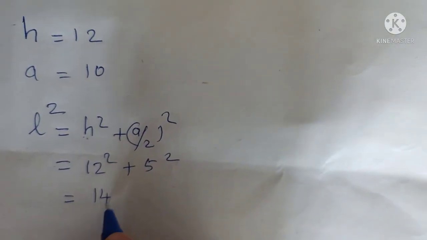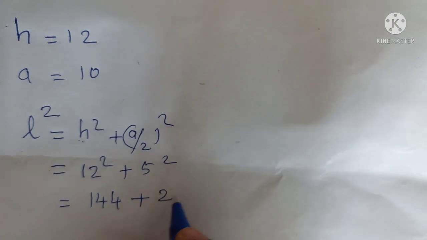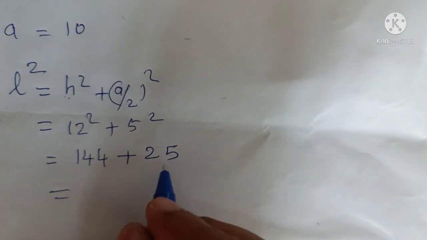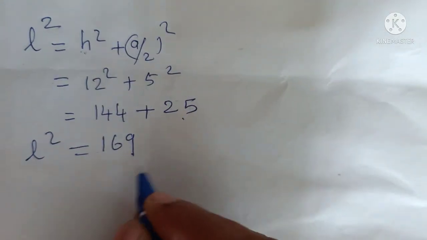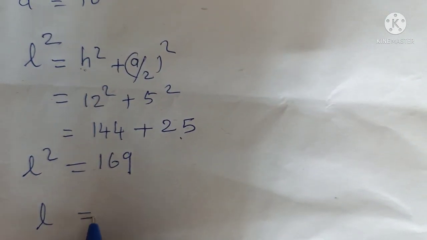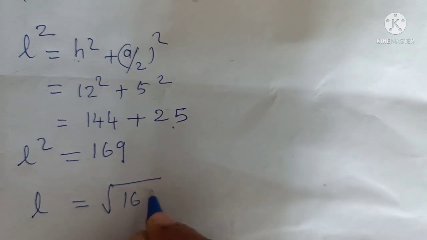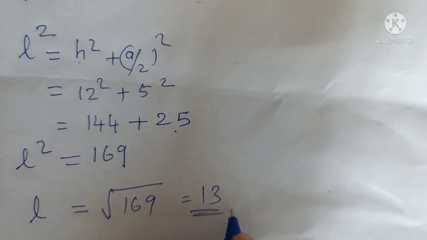See, 12 squared is equal to 144 and 5 squared is equal to 25. Then 144 plus 25 is equal to 169. That is, L squared is equal to 169. From this, L is equal to the root of 169, that is equal to 13.